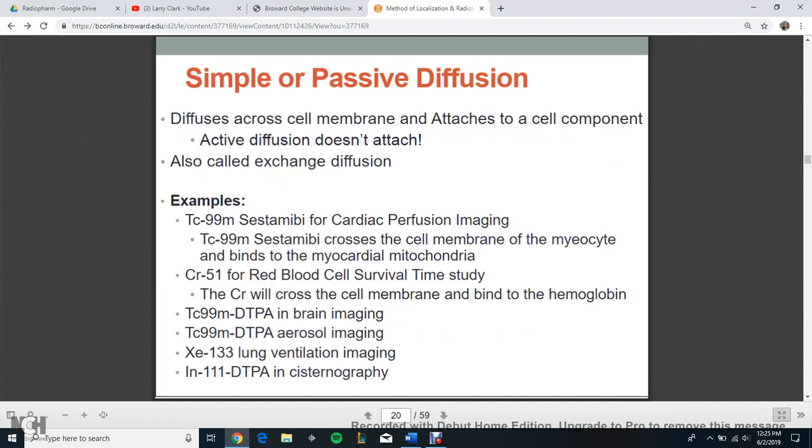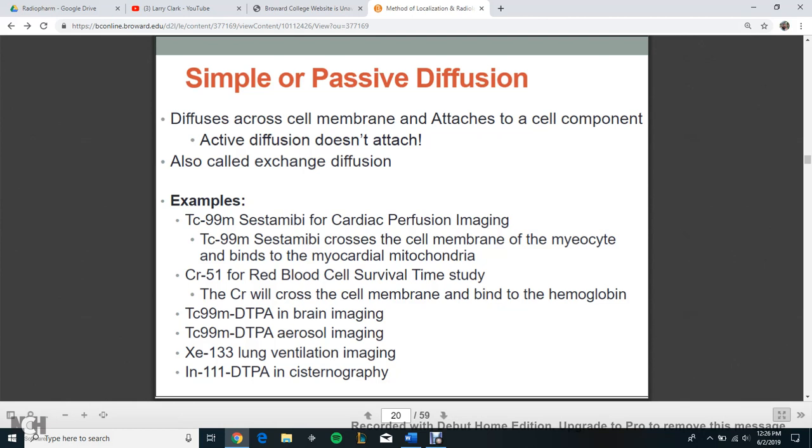Simple or passive diffusion. Diffuses across the cell membrane and attaches to the cell component. Active diffusion doesn't attach. This is passive diffusion. So passive diffusion diffuses across the cell membrane and attaches to a cell component. It is also called exchange diffusion.